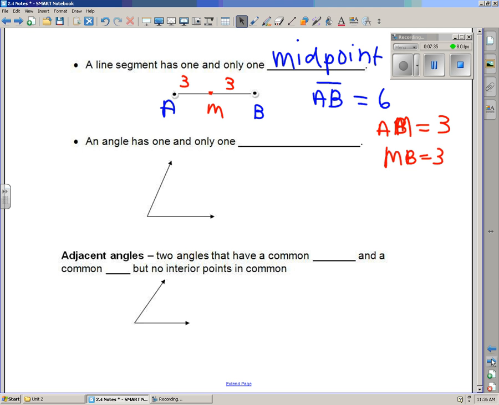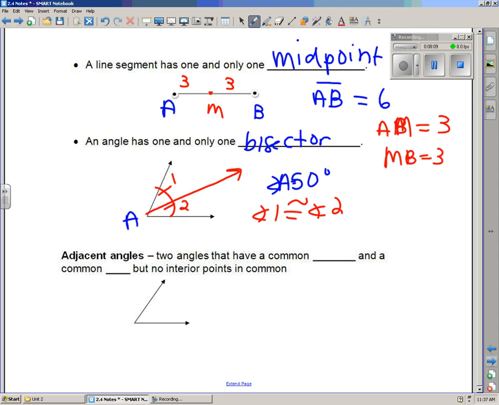Similar to the midpoint is talking about an angle. It's got one and only one angle bisector. So we're going to put an angle has one and only one bisector. If we have an angle here, we tell you that angle A is 50 degrees. Then the only way to create the angle bisector is to shoot some ray off of A and cut that angle into equal halves. I'm just going to call this angle 1 and angle 2, which means angle 1 is congruent to angle 2, and that's going to also be the measure of 25 degrees. Only one bisector.